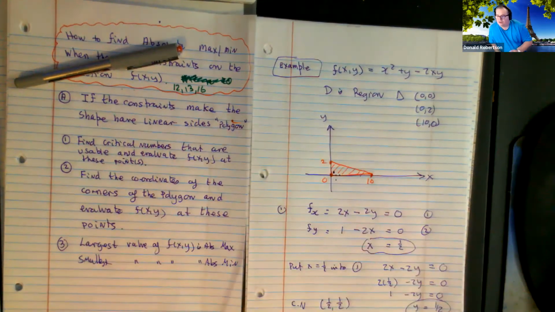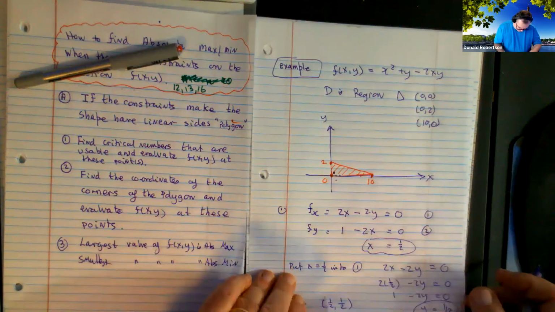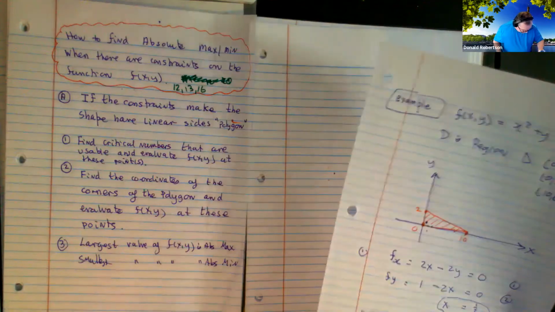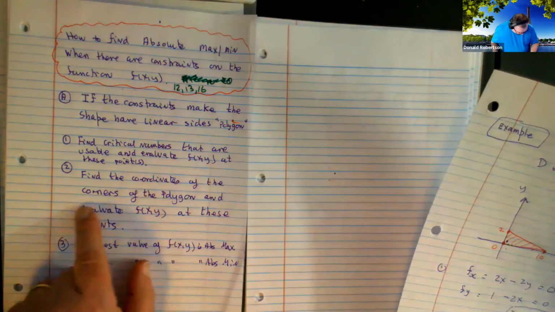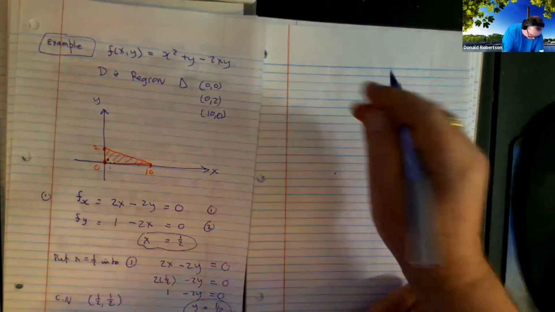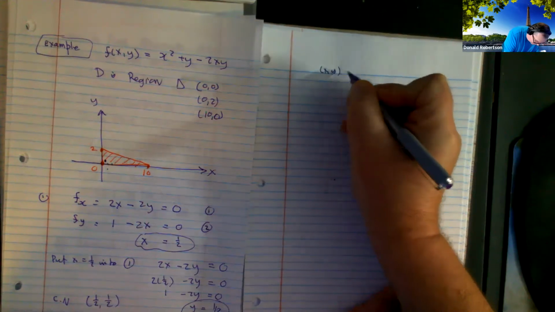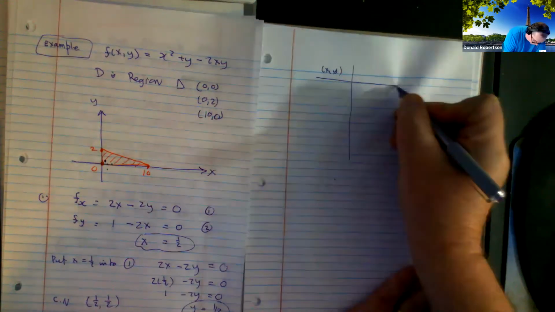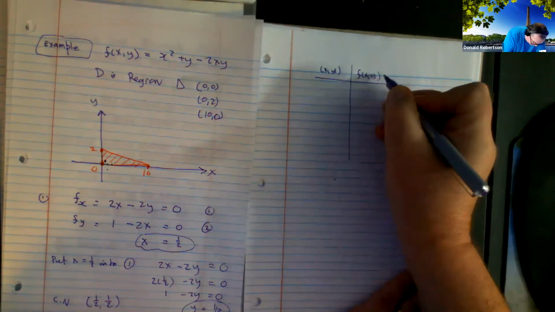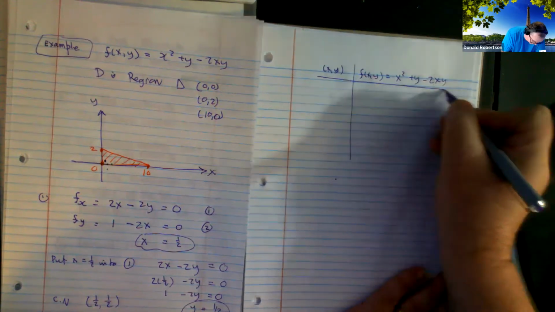If that happens, only choose the ones that are in the region. So right now, we have got one critical number at (1/2, 1/2). Find the coordinates of the corner of the polygon and evaluate f(x, y) at that. In this case, I'm going to do the whole thing in one go. Here are the places where we're going to look for the absolute max and min, and we're going to evaluate the function at all those places.